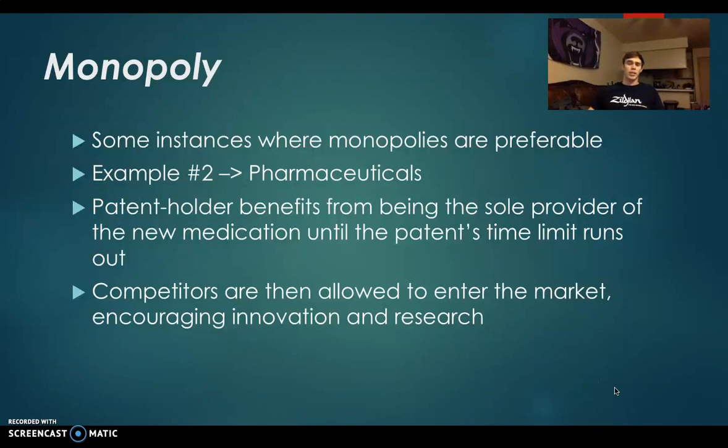Another benefit of this is that while that patent is valid, other drug companies do research and their own development on that drug, because they know that patent is going to run out eventually, and they'll be able to reproduce that drug. And so the research that they do while the original patent is valid might improve upon that drug, or they might be able to come up with a way to manufacture that drug at a lower cost.